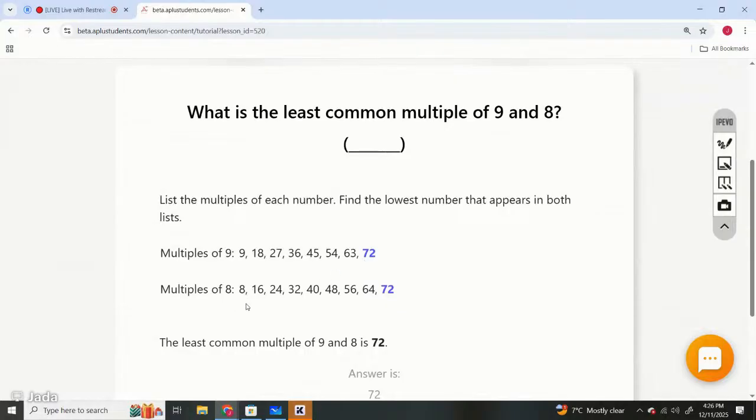Same way, we need to write down the multiples of 8. So, multiples means the table of 8, right? The multiplication table of 8. So, the common multiple between them is 72. Got it?